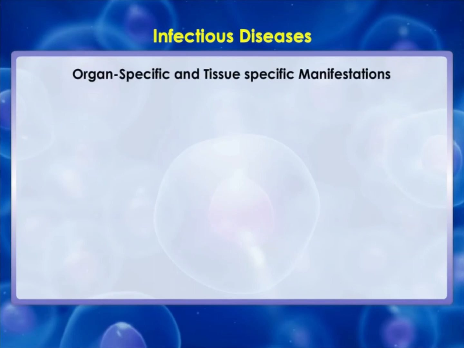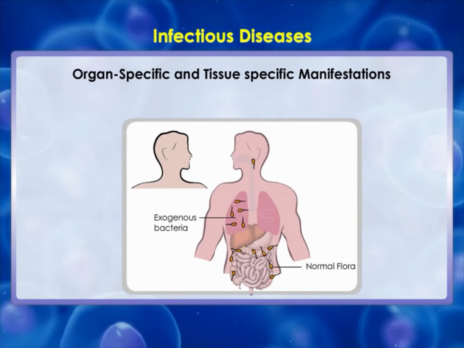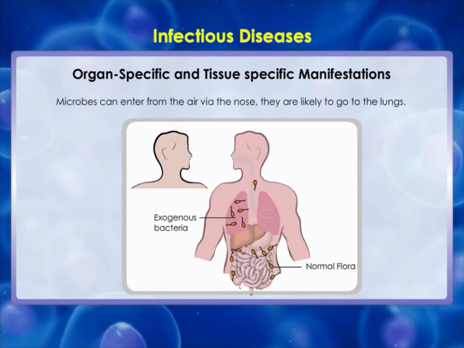Organ-specific and tissue-specific manifestations. The body is very large when compared to the microbes. So there are many possible places, organs or tissues where they could go. If they enter from the air via the nose, they are likely to go to the lungs. This is seen in the bacteria causing tuberculosis. If they enter through the mouth, they can stay in the gut lining, like typhoid causing bacteria. Or they can go to the liver, like the viruses that cause jaundice.